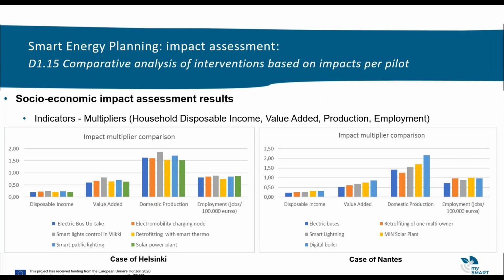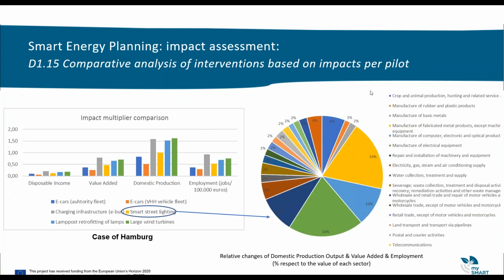And here you can see, in the case of Helsinki, for example, how the smart lighting control gets great performance in terms of increasing the domestic production. But we can see also that if we evaluate the creation of employment, other interventions such as the solar power plant or the smart lighting also get a good performance. So this allows this type of comparisons with this multi-criteria perspective. Something similar happens in the city of Nantes, where we can see that the digital boiler shows a great performance. And also in the city of Hamburg.